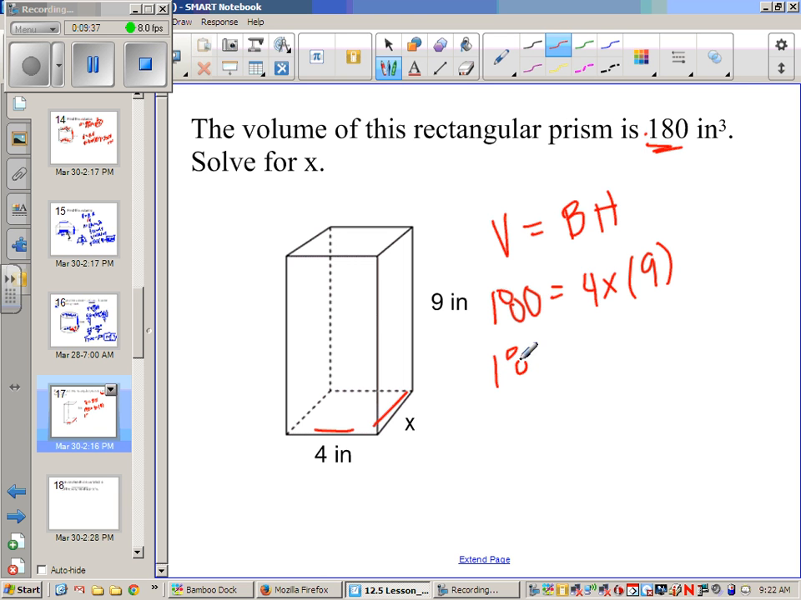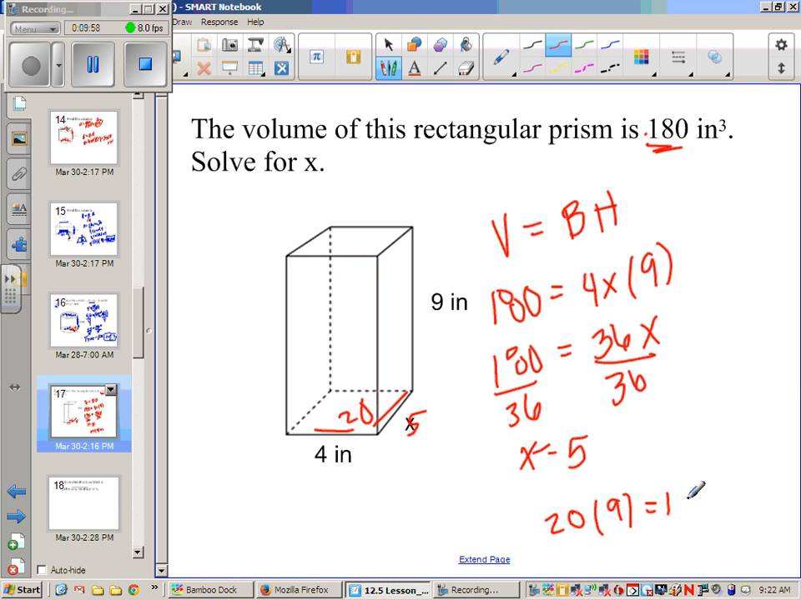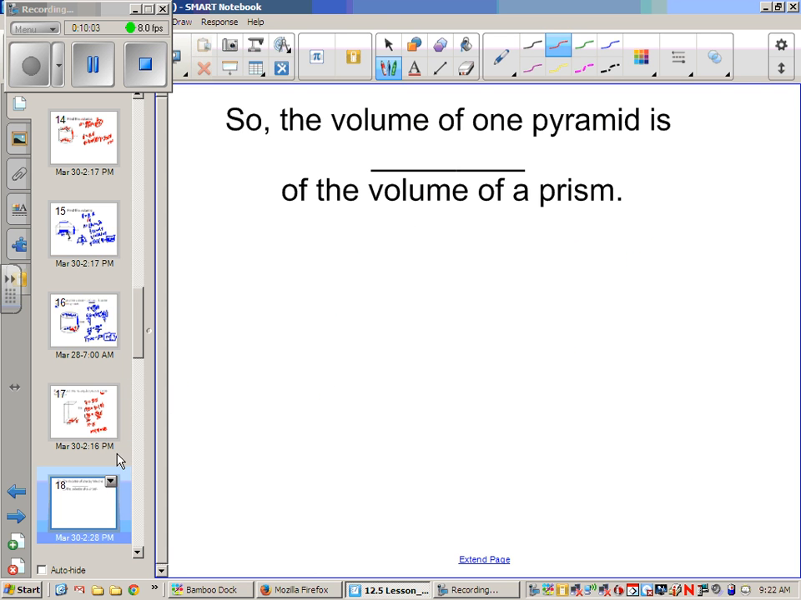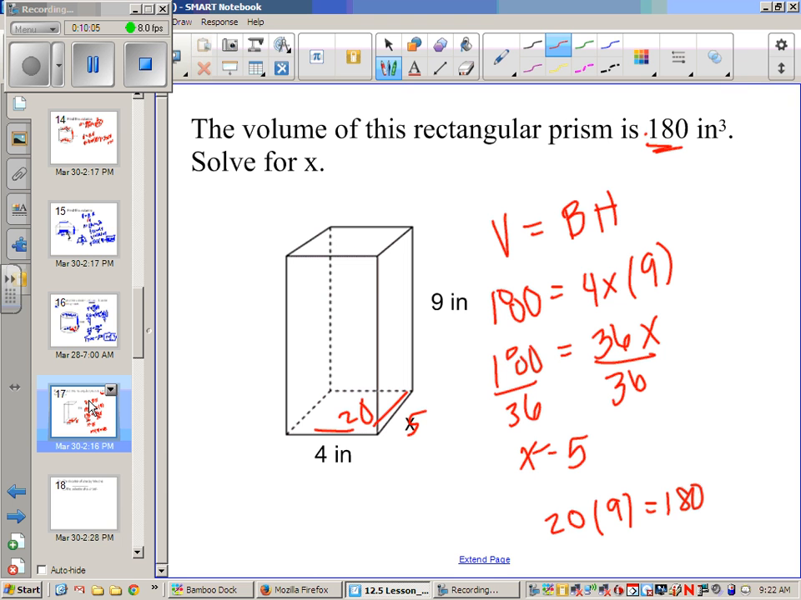So to solve this, I'm going to do 180 equals 4 times 9 is 36. That's 36x. I'm going to divide by 36. So 180 divided by 36 is 5. And now we can check. 4 times 5 is 20. 20 times 9 should give me 180. Right? So we're going to pause here and go to the next video.